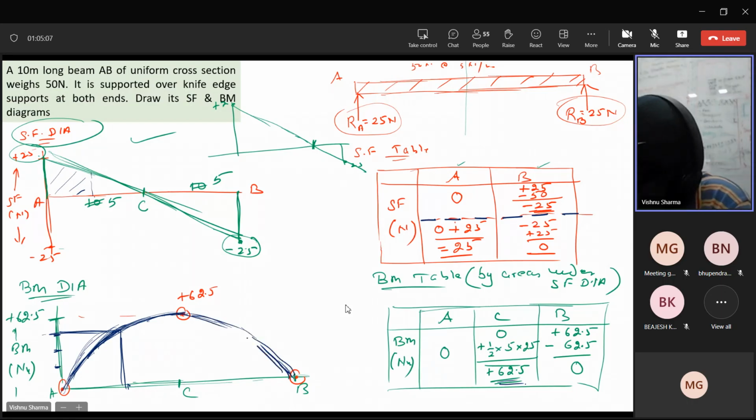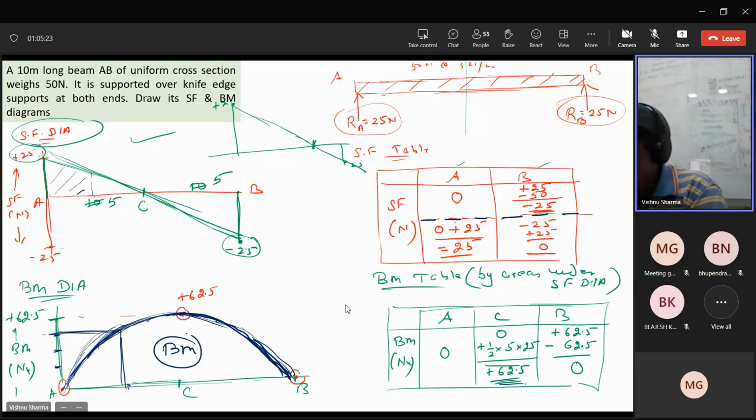So it will be an absolute mirror image. If you just flip it vertically, this part will be a curve like this. It will be initially steep and then get horizontal here. And this will be the BM diagram for this question, made with only 3 points, A, C, and B.